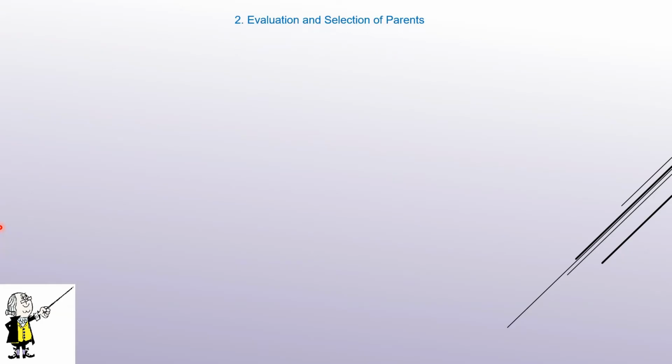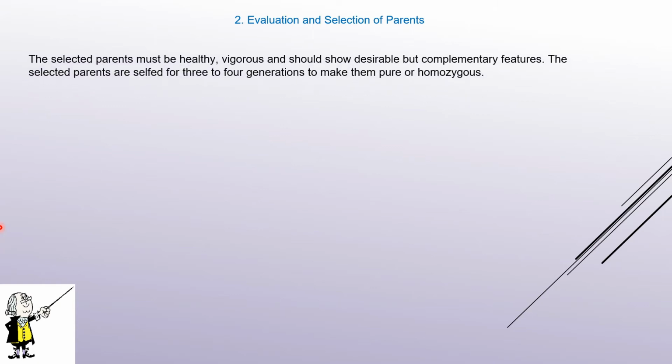The second step is evaluation and selection of parents, which involves deciding which quality you want in your coming F1 generations. The selected parents must be very healthy and vigorous, and they should show desirable but complementary features. The selected parents are then selfed for 3 to 4 generations to make them pure or homozygous. Homo means same. If you want your future generation, that is your offspring, to have the desirable character of the parents, you need to self them for 3 to 4 generations.